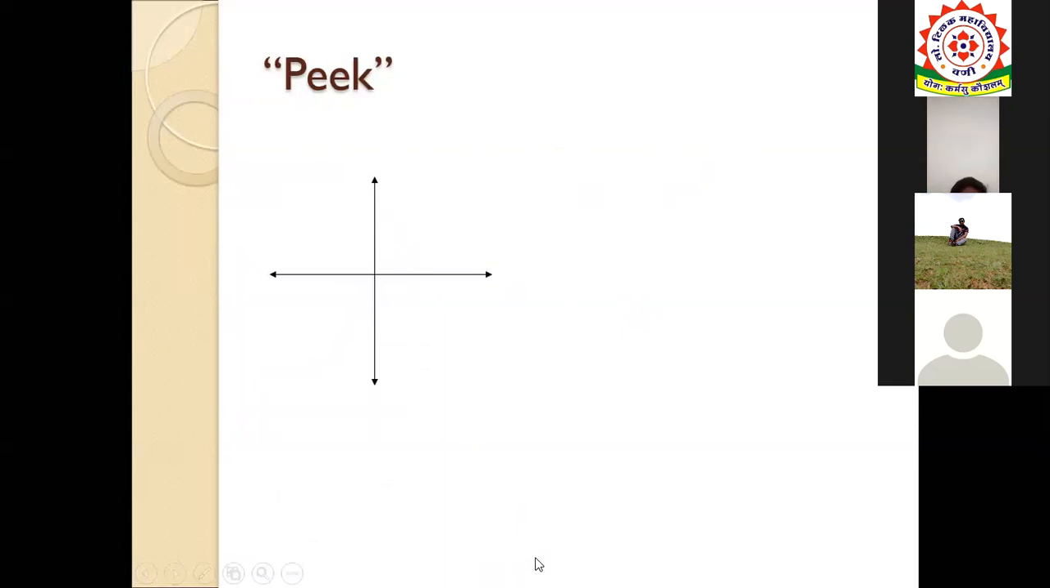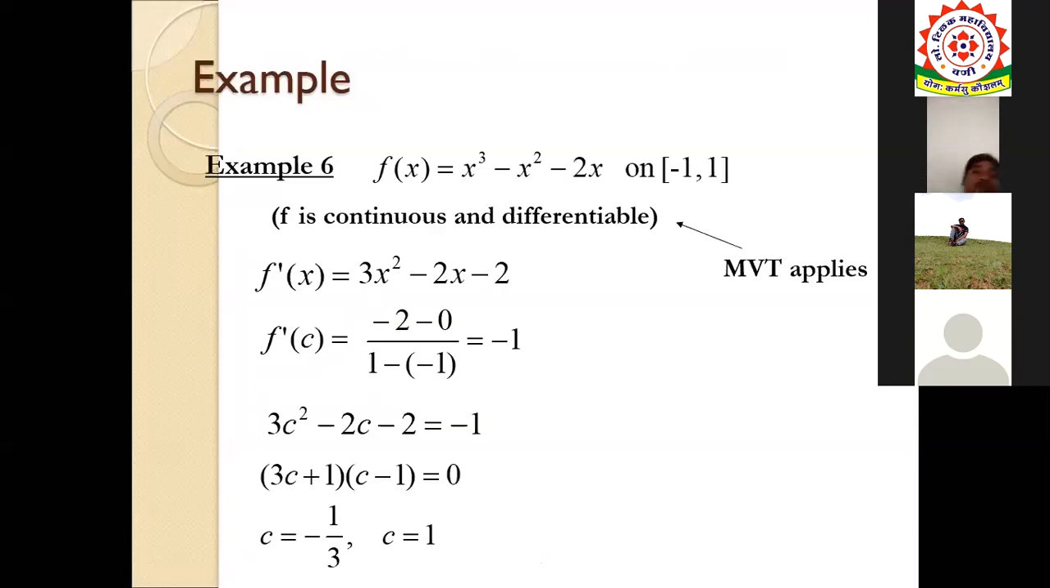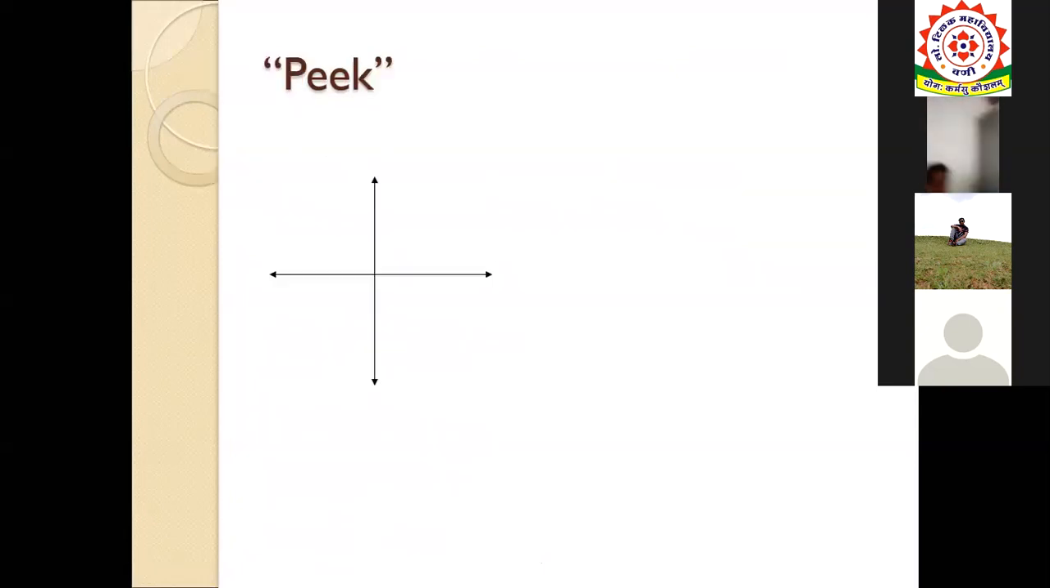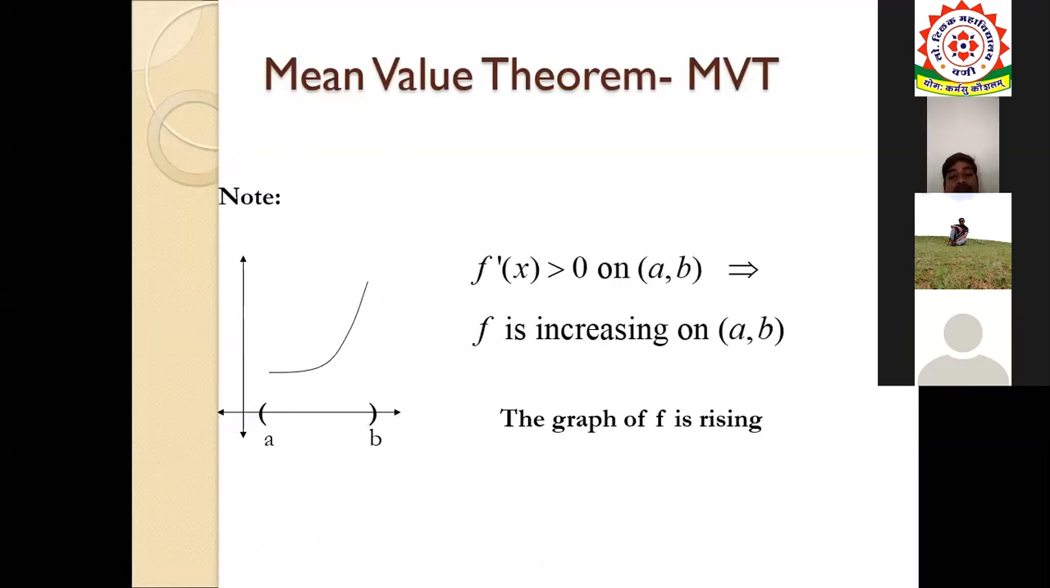What does the Mean Value Theorem tell us? If f dash of x is greater than 0 on the interval ab, the function is increasing on ab, the graph of f is rising.